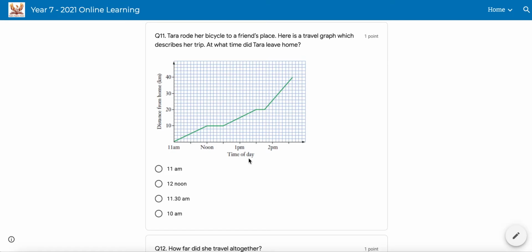So at what time did Tara leave home? So this is the time. When did she leave home? It's right at the start of her trip here, where her distance from home is 0, because she's still at home. She's leaving home. So her distance from home is going to be 0. So that is going to be at 11 a.m.